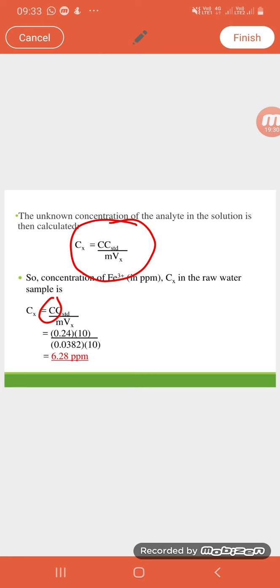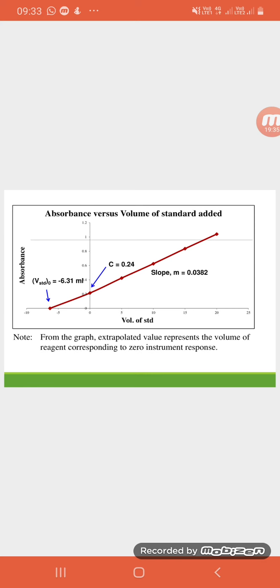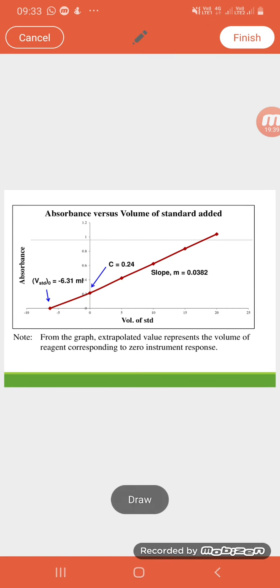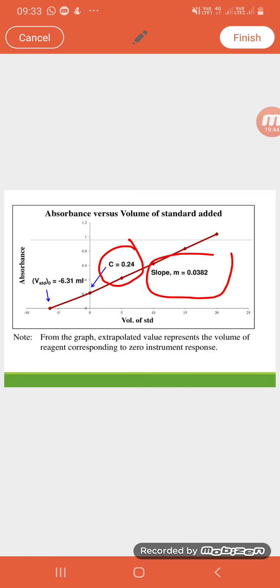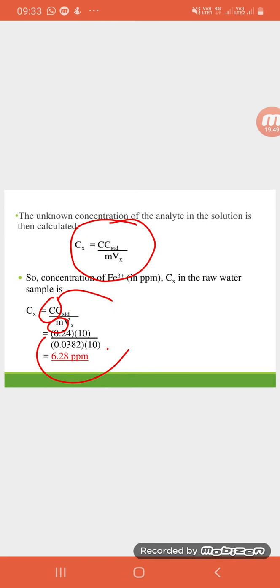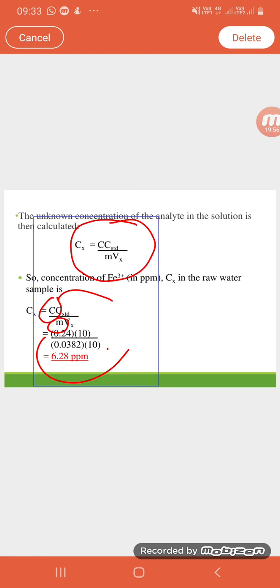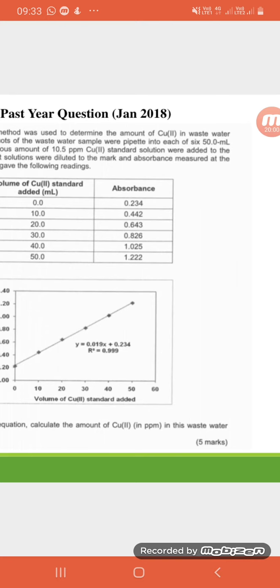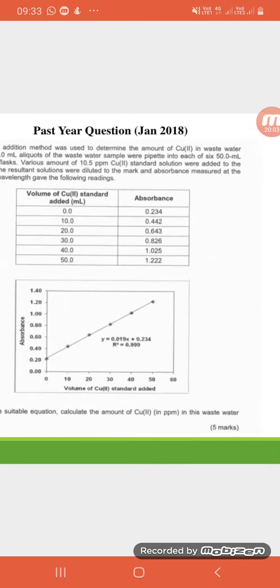Okay, so you will use this information here. So c is the y-intercept and m is the gradient. Okay, so you need to refer to this graph. Which one is the y-intercept c is 0.24 and the slope is 0.0382. Okay, so you just substitute the value into this equation and you'll get 6.28 ppm. Okay, then, this is the past year question. You can answer this question.